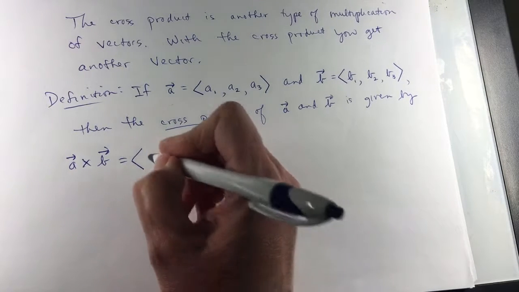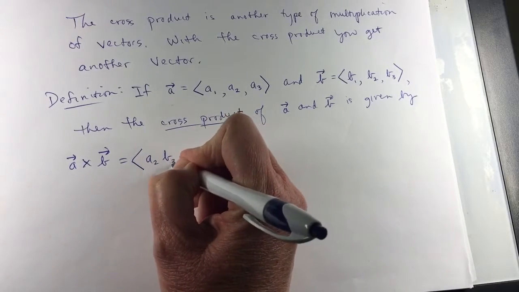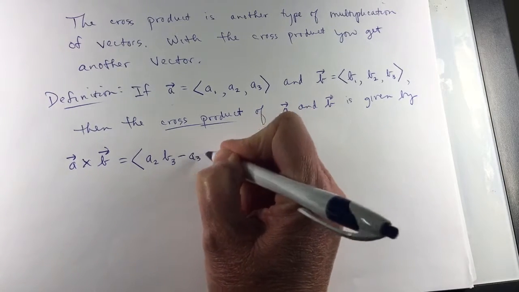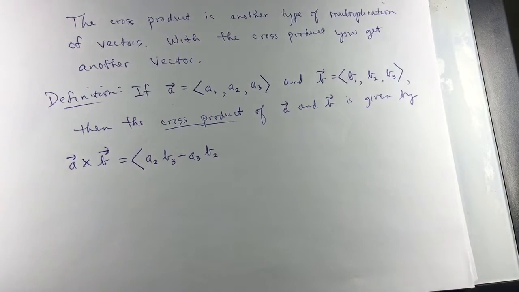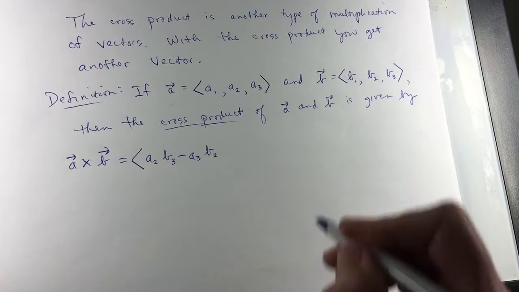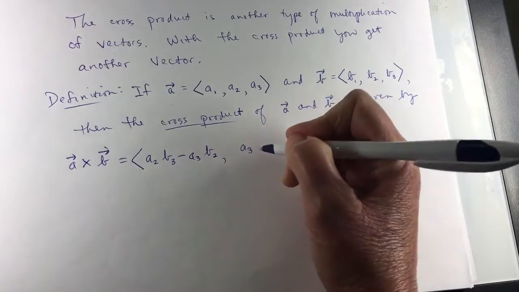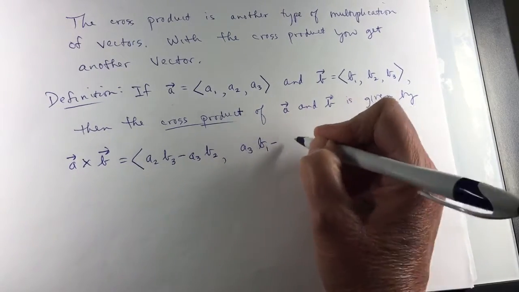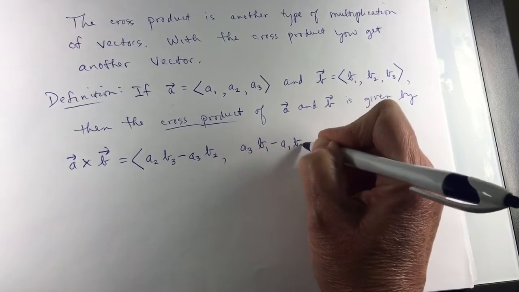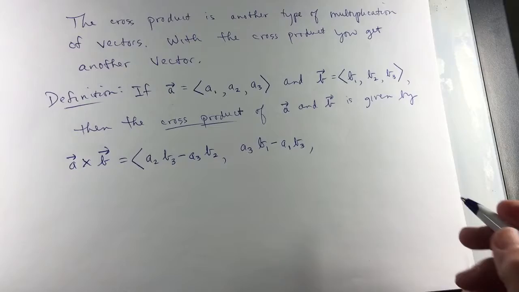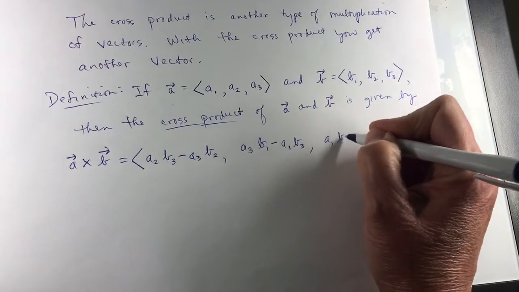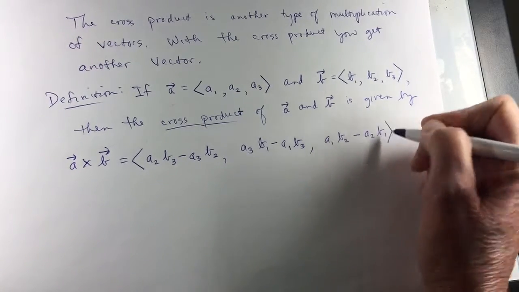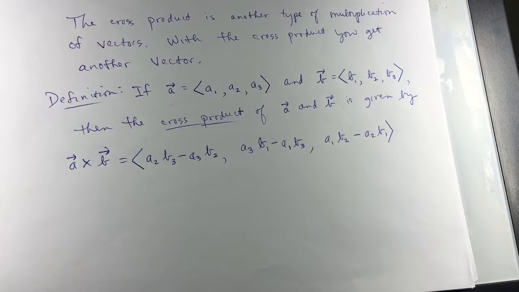It is A sub 2 times B sub 3 minus A sub 3 times B sub 2. That's the first component. The second component is A sub 3 times B sub 1 minus A sub 1 times B sub 3. And the third component is A sub 1 times B sub 2 minus A sub 2 times B sub 1. That's the definition of the cross product.